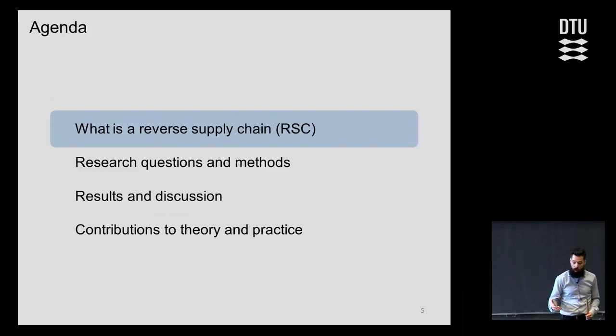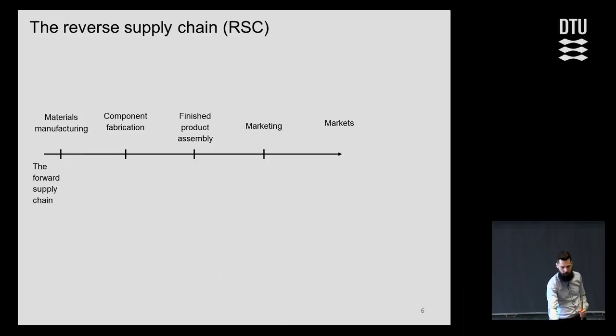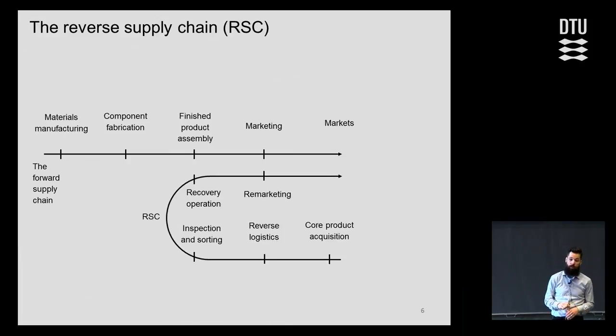Next up, I will discuss what a reverse supply chain is. Here you can see the firm's forward supply chain with the same columns as before: materials manufacturing, component fabrication, finished product assembly, and then marketing, and then the product goes to the market. That's the firm's forward supply chain. Here comes the reverse supply chain. The reverse supply chain consists of 5 interconnected processes.